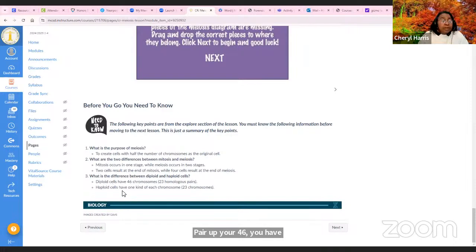Whereas in meiosis, the haploid cells, which are the gametes only, have one kind of chromosome, and each cell only has 23. They don't have two. They don't have homologous pairs. They have 23. All right, any questions about that?